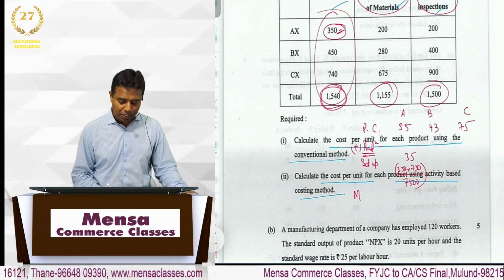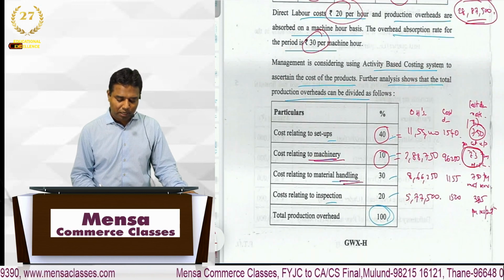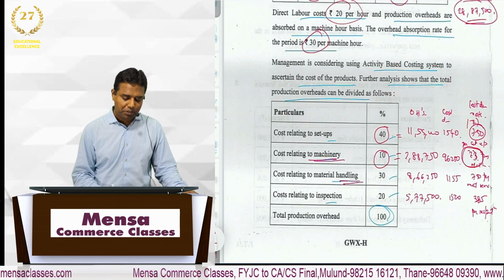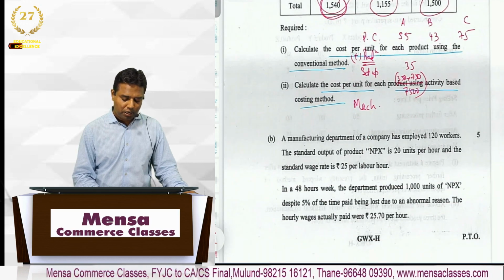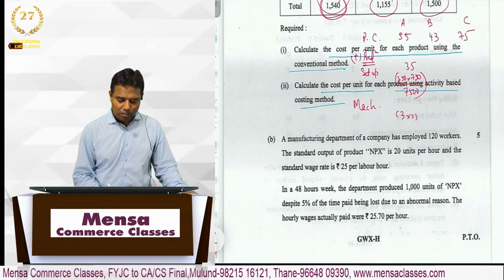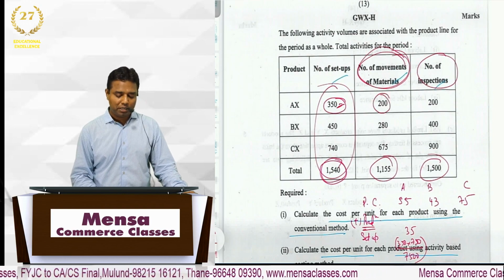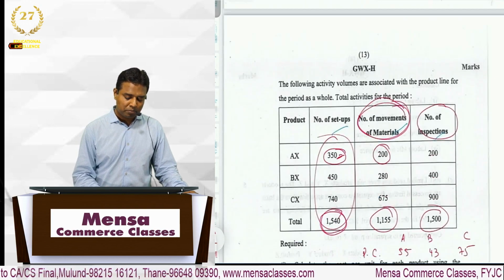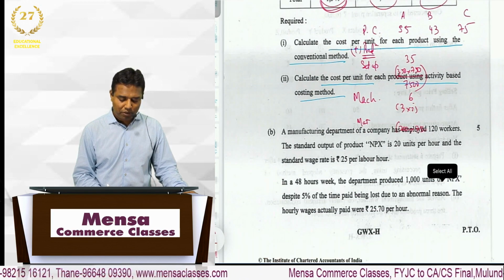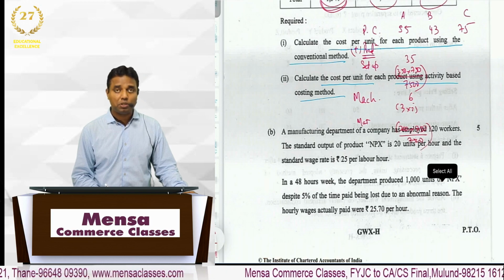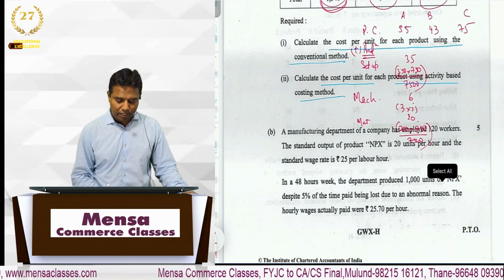Next we'll do for machines. What is the rate? The rate is 3 rupees per machine hour. How much machine hours you require? 2 you require. So 3 into 2, 6 rupees. Then material movement, 200 material movements, and what is the rate? 750. So 200 is a total material movement. So 200 into 750 divided by 7,500. That will come to 15,000 and divide, that is 20 rupees.